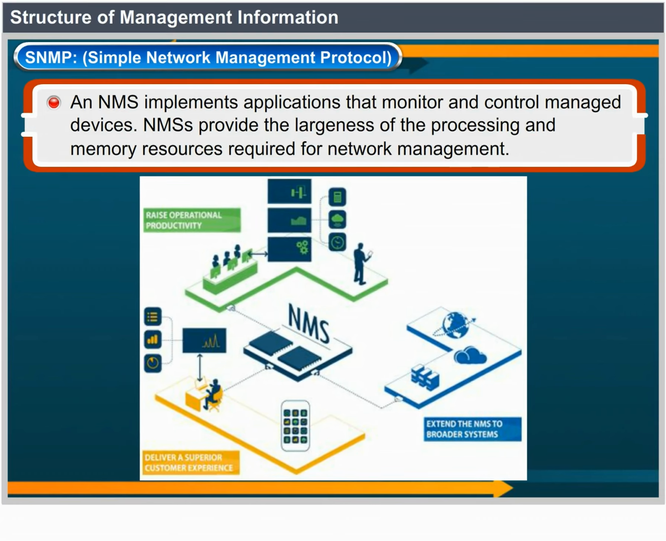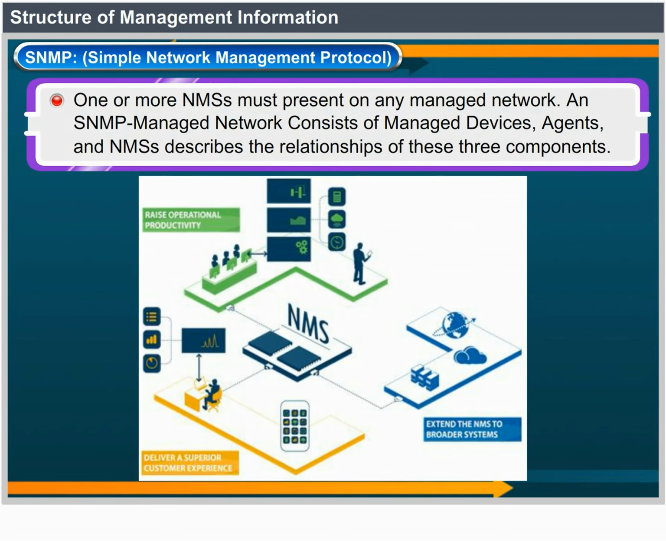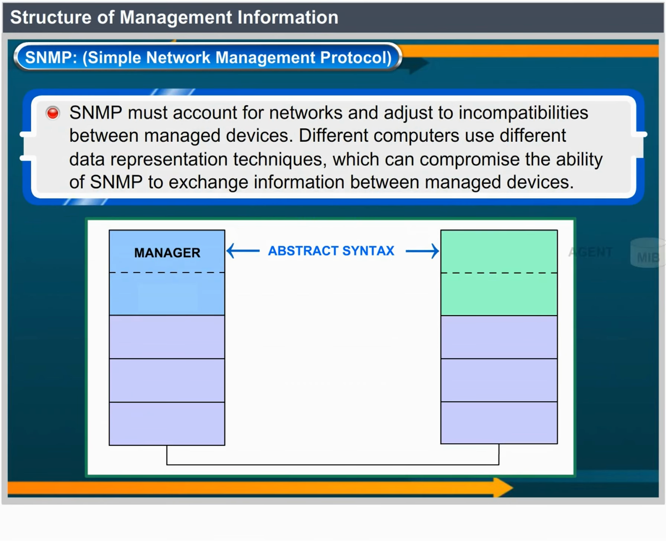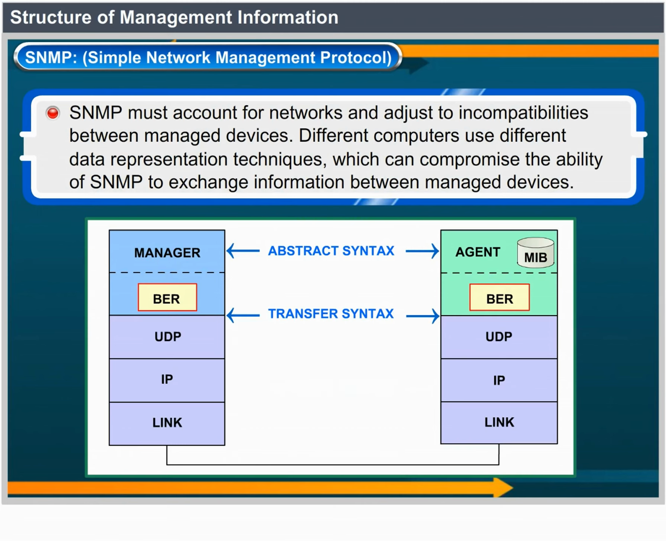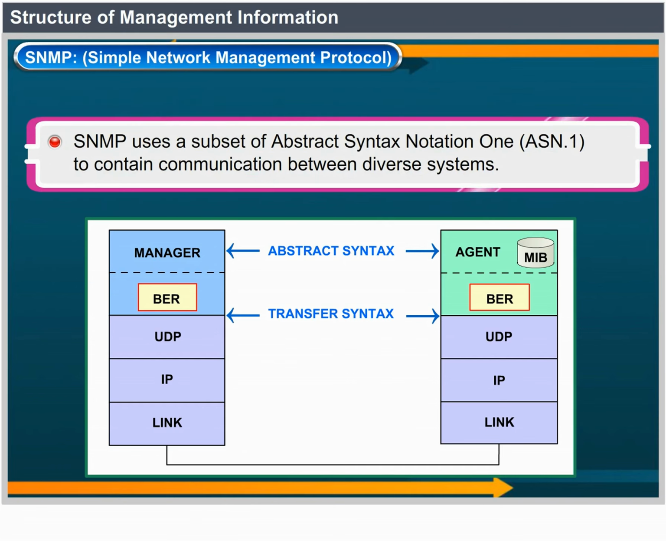One or more NMS must exist on any managed network. An SNMP managed network consists of managed devices, agents, and NMS. The figure illustrates the relationships of these three components. SNMP must account for and adjust to incompatibilities between managed devices. Different computers use different data representation techniques, which can compromise the capability of SNMP to exchange information between managed devices. SNMP uses a subset of Abstract Syntax Notation 1 or ASN.1 to accommodate communication between diverse systems.